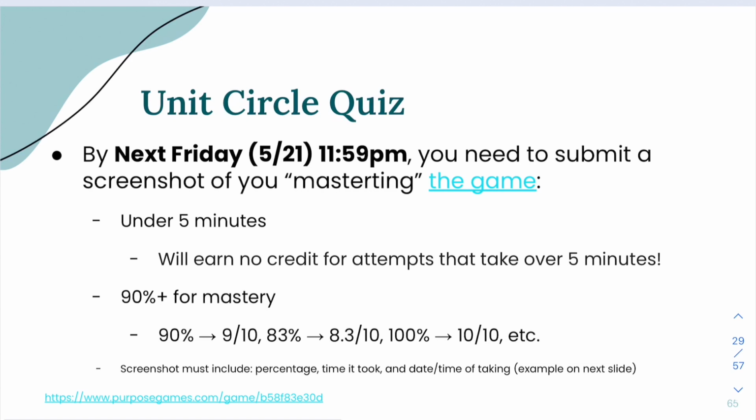You will get a percentage at the end of the game. That percentage will go into the grade book out of 10, and that's your quiz grade. This is quiz 9. That's how it's going to be graded. So if you get a 90%, you'll get a 9 out of 10. If you get an 83, you'll get an 8.3 out of 10. If you get a 100, you'll get a 10 out of 10.